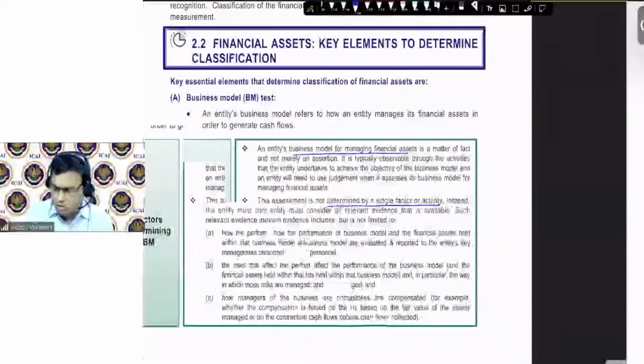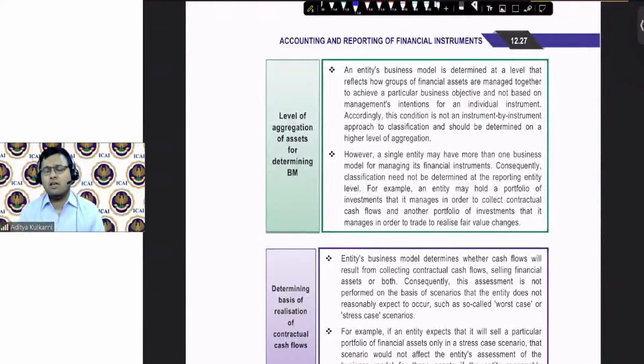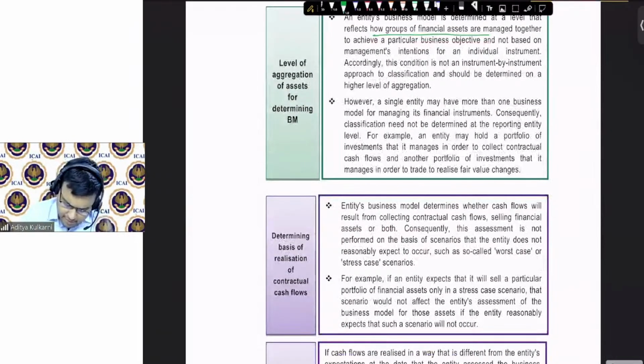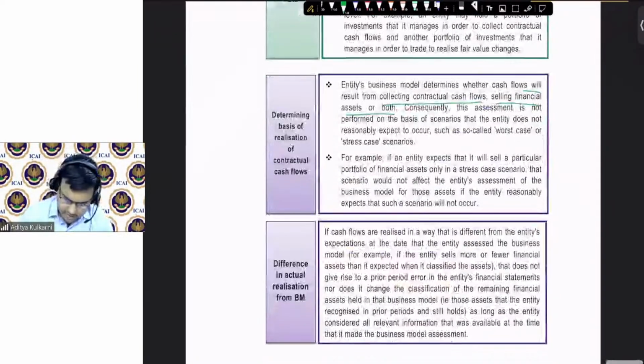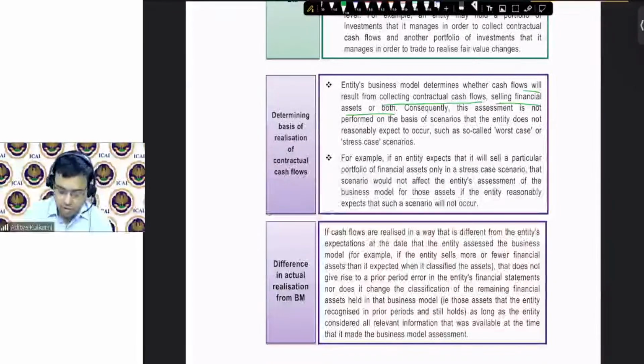Okay. So just go through this. This is for your information. It's not extremely important from an exam perspective. Accounting is very important, but your business model and all, just for the sake of reading, you can do it. Okay. How do you aggregate? Determined at a level that reflects how groups of financial assets are managed together. Determining the basis of realization, whether it is from collecting contractual cash flows or from selling financial assets or both.